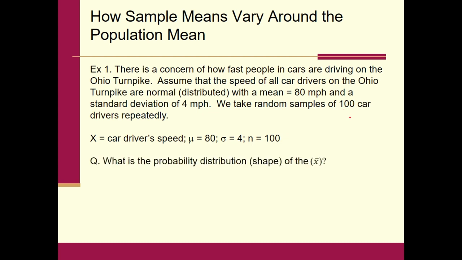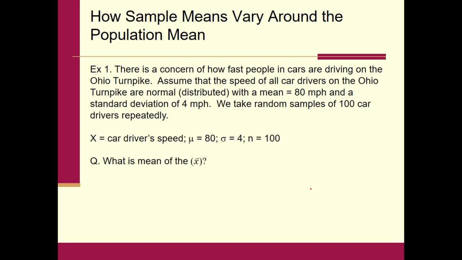So here's the first question anyways. What is the probability distribution? What's the shape of the sampling distribution of X bar? Well, let's see. Since X is normal, what does that mean about the sampling distribution of X bar? It's also going to be normal, or at least approximately normal. Okay? That was fairly simple.